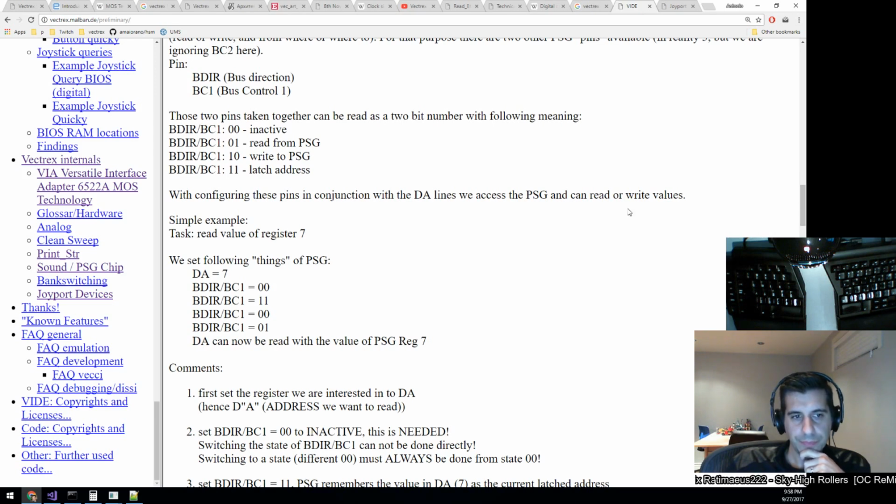Okay. Simple example. Task: read the value of register 7. We set the following things on the PSG. We set the DA to 7. Then we set 00, inactive, then 11, latch address.